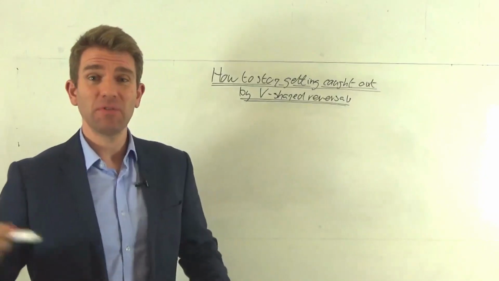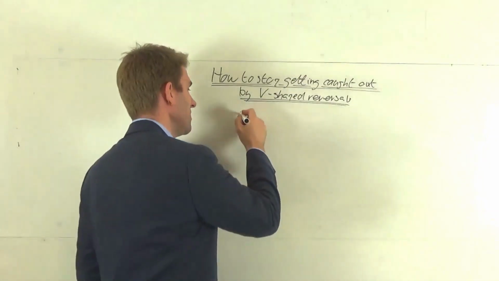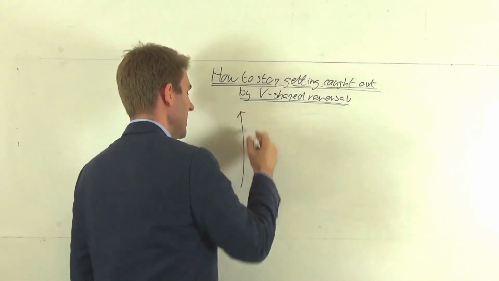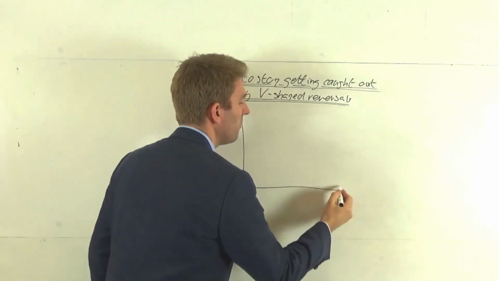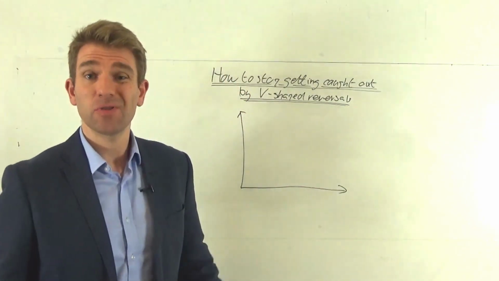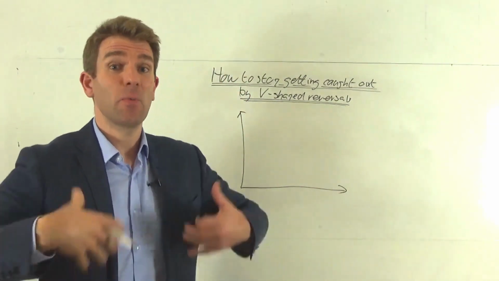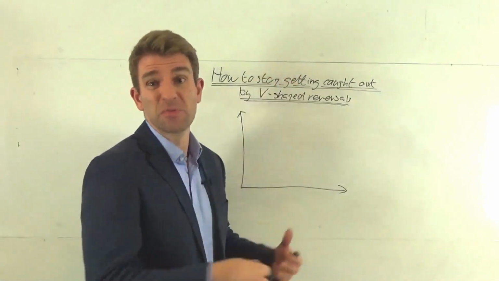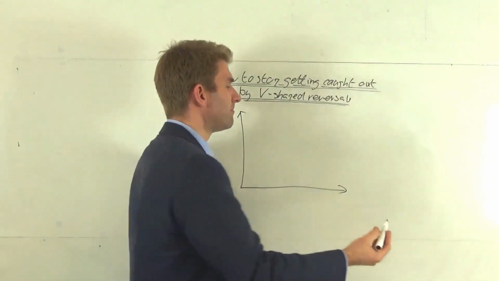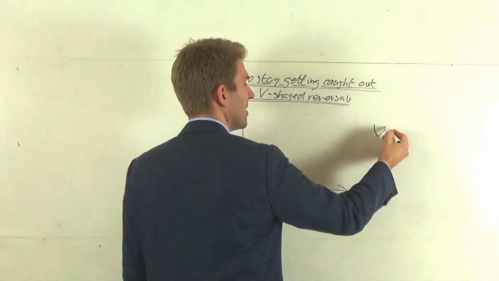Okay, so V-shaped reversal, how can you stop getting hammered? We've all probably been hit by them. But first of all, what is a V-shaped reversal? Pretty much as it says it is. It can be the other way around as well. We could be talking about an N-shaped reversal, but V really is this kind of shape, okay?